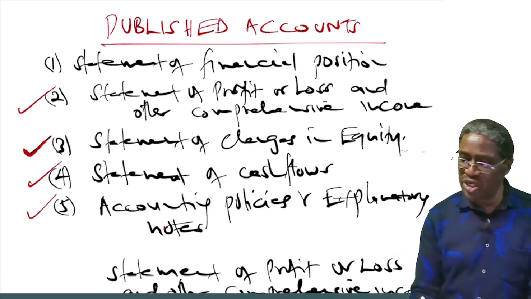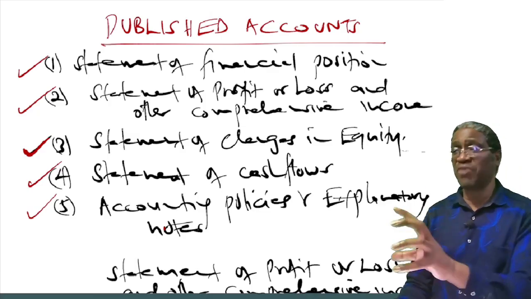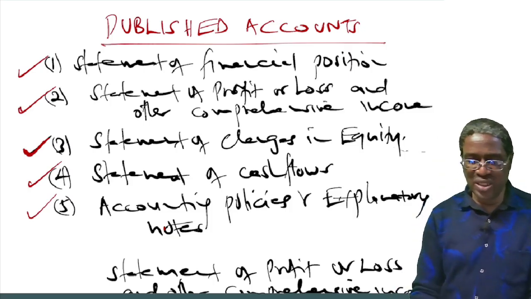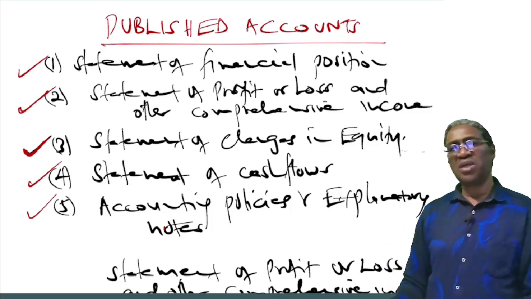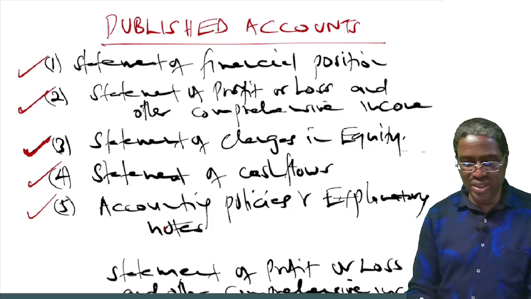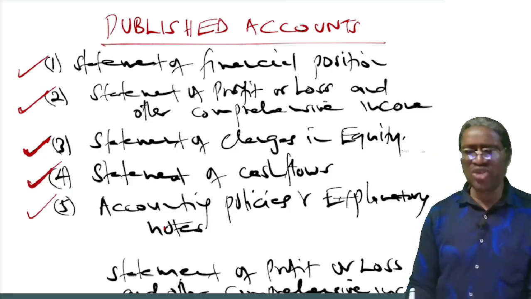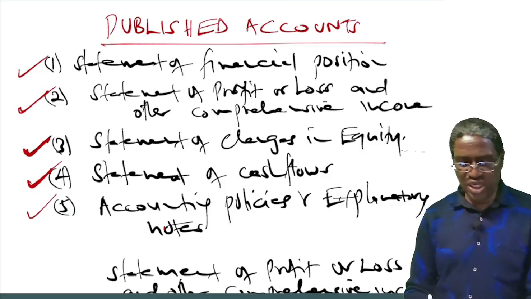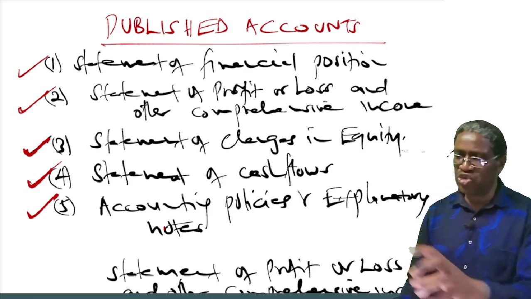Number 1 component we said that should be included is what we were calling the statement of financial position. That is the same as balance sheet. Number 2 we said is the statement of profit or loss and other comprehensive incomes. Number 3 we said it's the statement of changes in equity. Number 4 we said you should include a statement of cash flows. Number 5 we said you should include the accounting policies and explanatory notes.